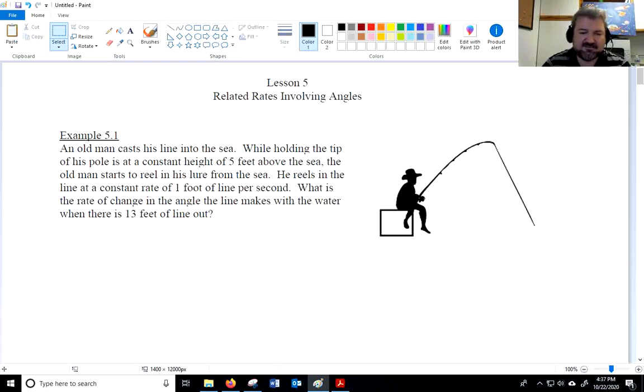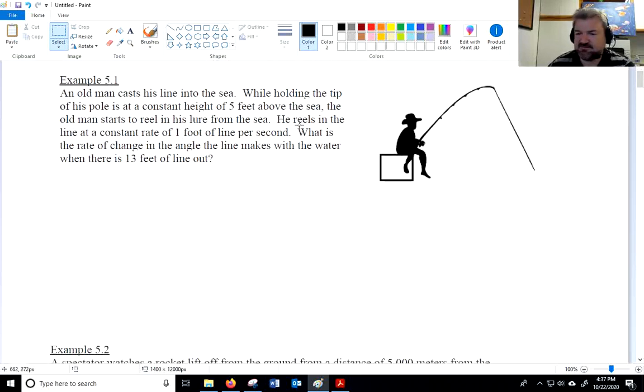An old man casts his line into the sea. While holding the tip of his pole at a constant height of 5 feet above the sea, the old man starts to reel in his lure from the sea. He reels in the line at a constant rate of 1 foot of line per second. What is the rate of change in the angle the line makes with the water when there is 13 feet of line out? All right, so what's happening is the fishing pole is going to be at a constant height of 5 feet. That is not going to change.